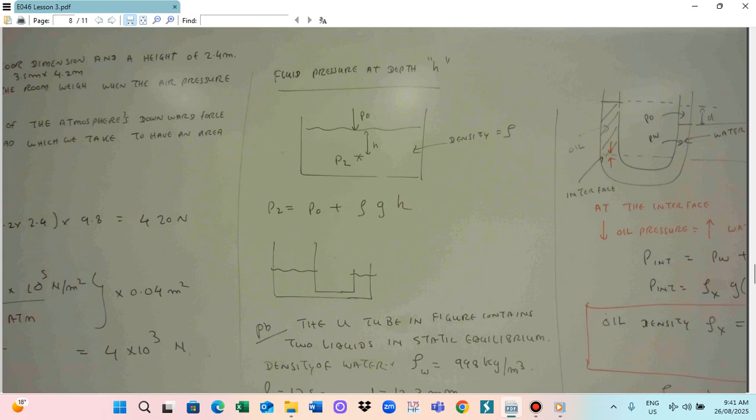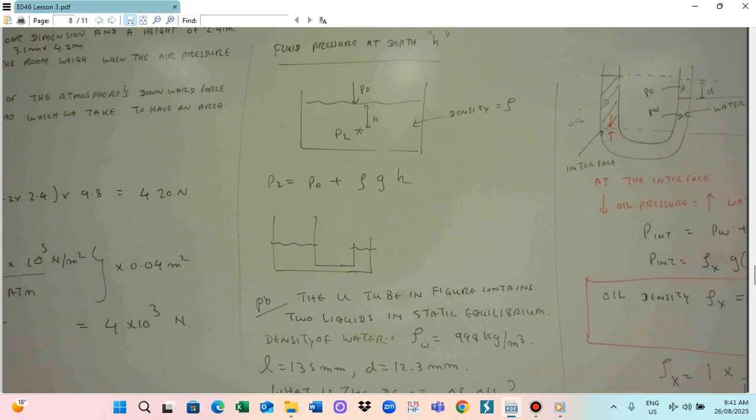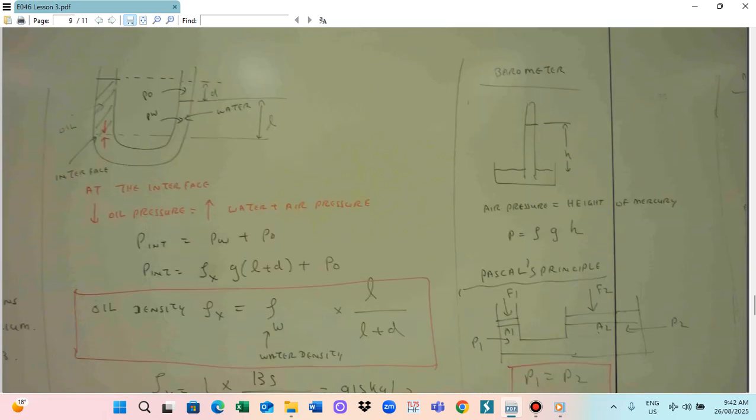P0 is the total pressure at the surface of the fluid, and at the depth H you can calculate P2. P2 is equal to P0 plus rho GH. So this is for the total pressure at the liquid depth H. The property of fluid is that when you are using the fluid in a container, all the fluids go to the same level.